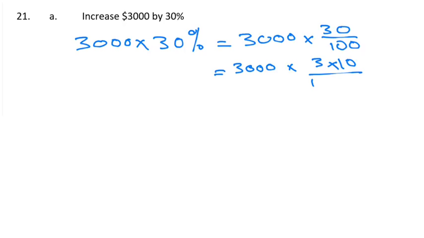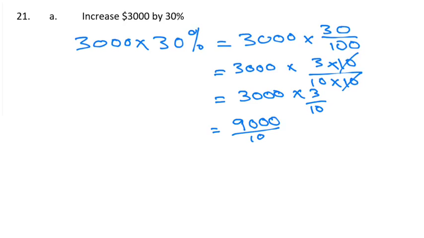10 over 10 times 10. So those 10s will cancel out. So that becomes 3,000 times 3 over 10. So if I do 3,000 times 3, that gives me 9,000. Divide that by 10, well, that gives me 900. So that's how much 30% is.